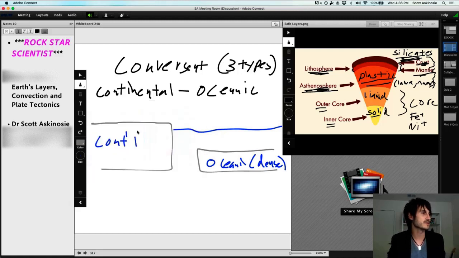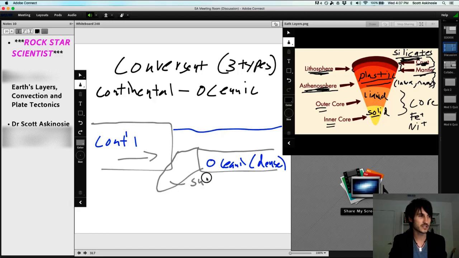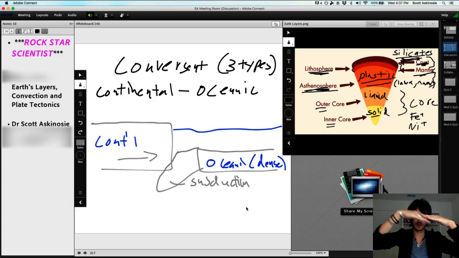Okay, so let's look and see what happens. These two plates are floating on that liquid, on the lava, on that river of magma, and they're going to crash into each other. When they do, the oceanic plate is actually going to slide underneath the continental plate. And this is an event we call subduction. To subduct is to move underneath. So the oceanic plate, because it's really heavy, is going to go underneath the continental plate.